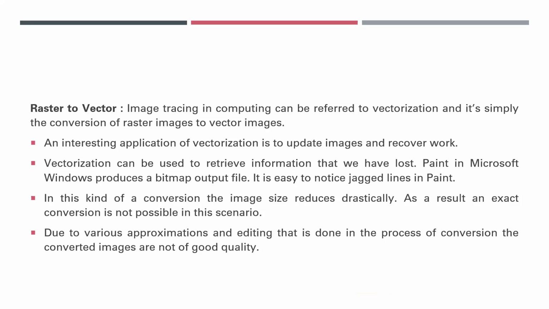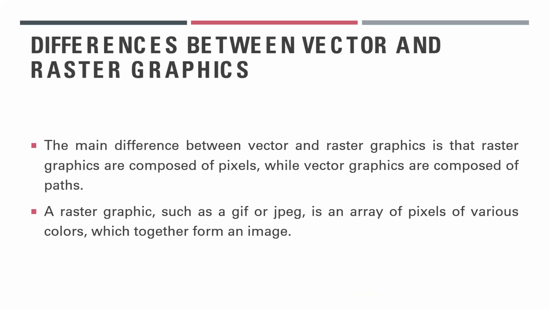So inside Paint, a kind of matrix is formed, jagged lines are formed inside the image, inside the BMP image. So in this kind of conversion the image size reduces drastically. So as a result, an exact conversion is not possible in this scenario. So due to various approximation and editing that is done in the process of conversion, the converted images here are not of good quality. So the images converted from raster to vector, they are not of good quality.